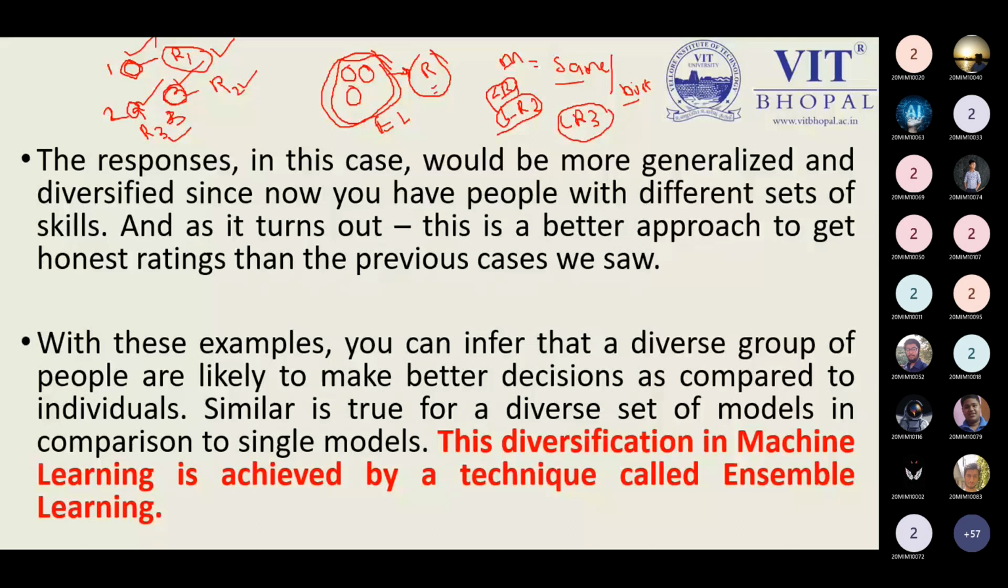And the previous case we have seen. With this example, you can see what we are getting. This is basically showing that diversification in machine learning is achieved by the technique called ensemble learning, because what we are doing is mixing all the things. That is the point from which we need to start ensemble learning in the machine learning approach.